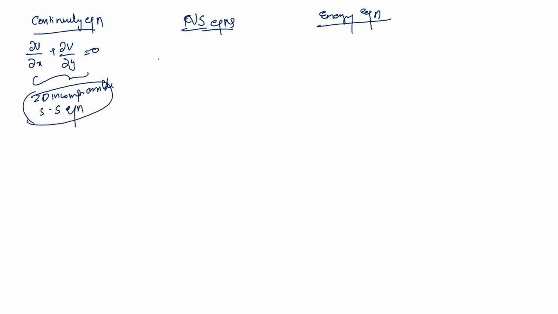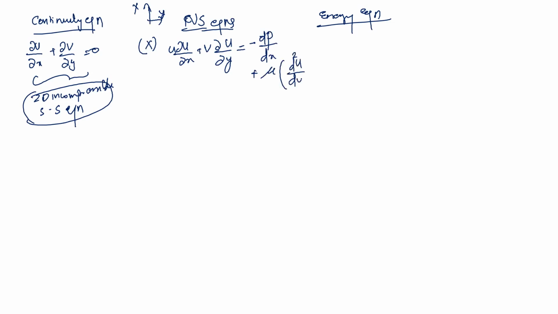And regarding the Navier-Stokes equation, in the x direction: u dou u by dou x plus v dou u by dou y is equal to minus dou p by dou x plus mu into d square u by dy square, plus if there is some body force, that force is also there. So that we can denote as rho g beta or something. This is actually minus.